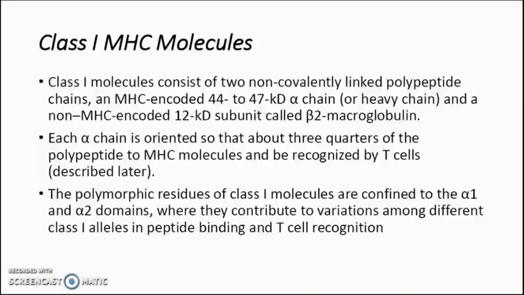Class 1 MHC molecule. Class 1 molecule consists of two non-covalently linked polypeptide chains, an MHC encoded 44 to 47 kilodalton alpha chain or heavy chain, and a non-MHC encoded 12 kilodalton subunit called beta 2 microglobulin. Each alpha chain is oriented so that about 3/4 of the polypeptide projects from the cell surface and can be recognized by T cells. The polymorphic residues of class 1 molecule are confined to the alpha 1 and alpha 2 domains, where they contribute to variation among different class 1 alleles in peptide binding and T cell recognition.